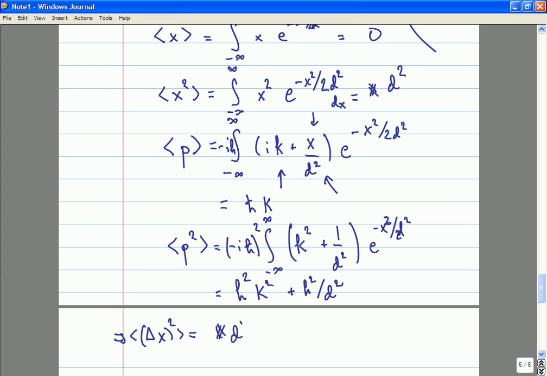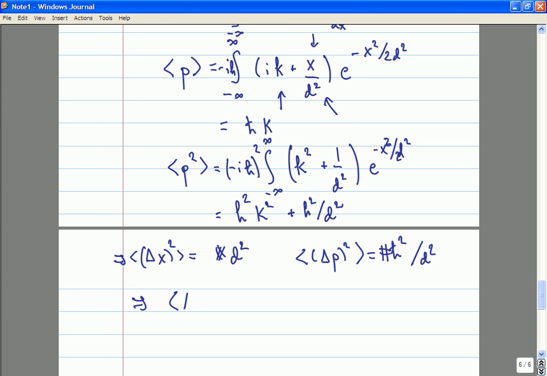The variance of p, well, that's the expectation value of p squared minus the expectation value of p, squared. There's a very pregnant pause in that sentence. So that's h bar squared over d squared, again, times some number. So that means that the product is some number times h bar squared. And if you want to be very careful, I challenge you to compute that number and show that it's equal to 1/4.